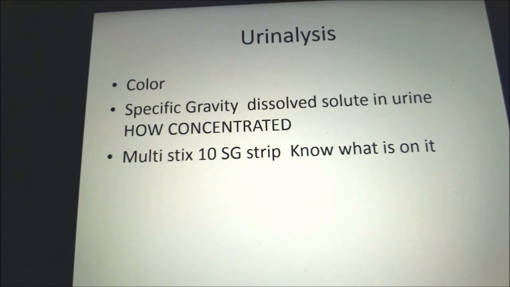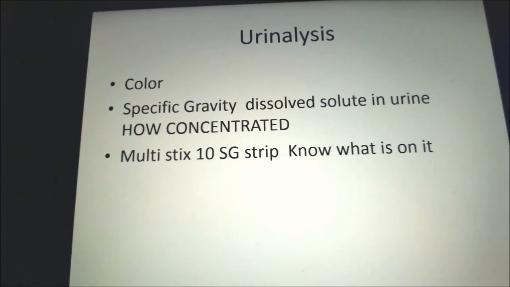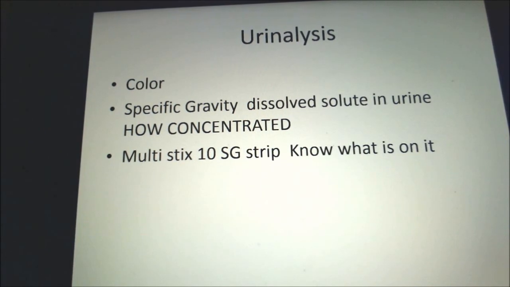Know what you did in your analysis. Know the color, the specific gravity, how concentrated. Go through the Multistix 10, the strips that we used. Know what each area looks for, i.e. you've got pH, albumin, blood, specific gravity, leukocyte, nitrate, total protein, and I think that's just about it. But go through that, know what each one of those things measures, and what you would see on that.